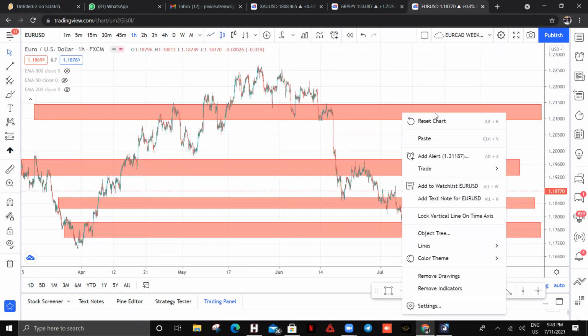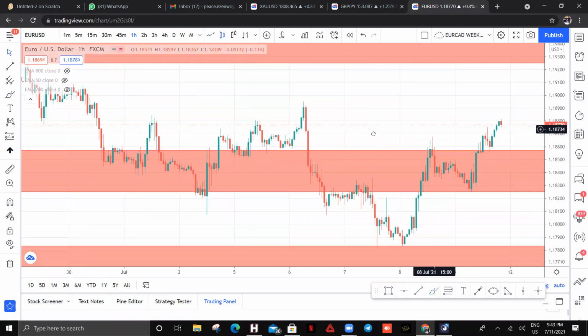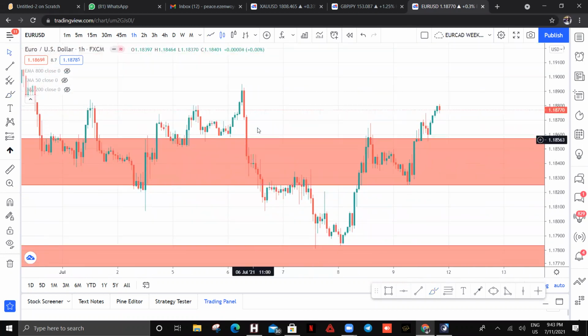Beautiful. Reset. This is perfect. Let's assume you saw this pullback, or sorry, this sell. It broke, it retested, and you decided to do what? Sell. And it came here, you did your take profits.